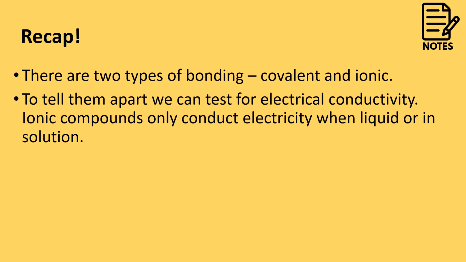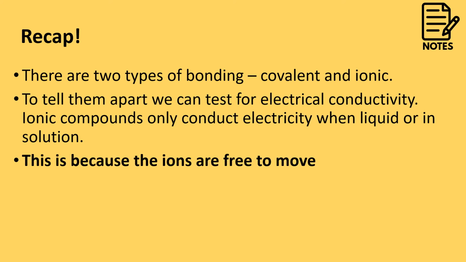But I want you to remember that the only way for you to tell whether something is really covalent or really ionic is to test its electrical conductivity when it's a liquid or a solution. That's the only thing that will tell you truly what type of bonding something has. Okay, we also learned that the reason that our ionic compounds conduct electricity when in liquid or in solution is because their ions are free to move. That's a really important point.